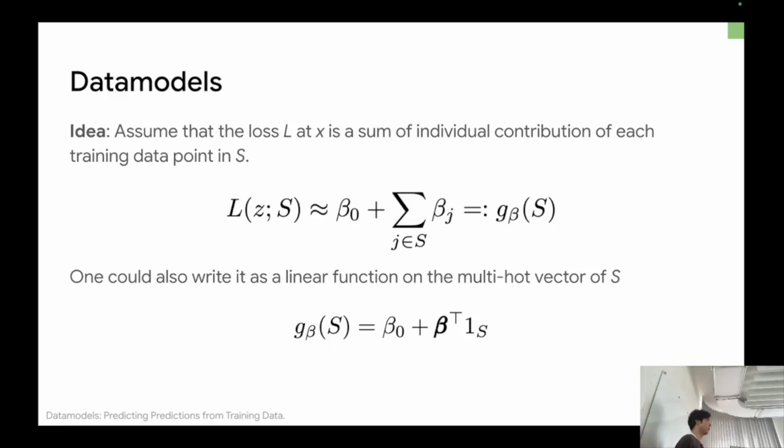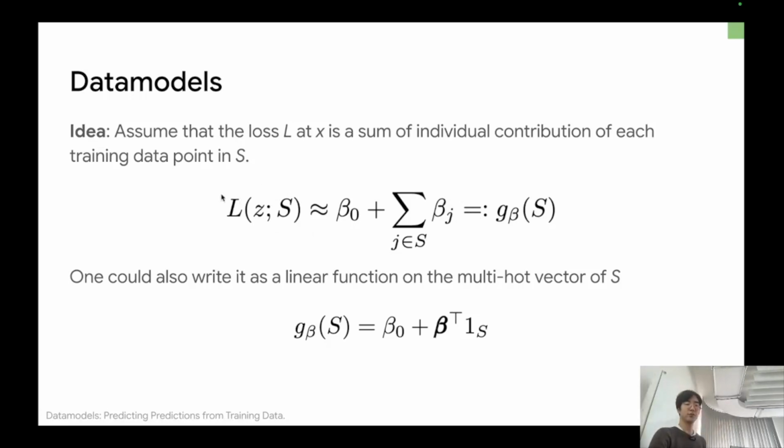And one methodology, one approximation to make this faster, is called data models. So data models is, again, a linearization of the mapping from the training set through the parameter to the final loss value. You're linearizing this whole procedure. And the way you linearize this is by introducing a set of parameters. So you're introducing one coefficient per training sample. It's called beta j.